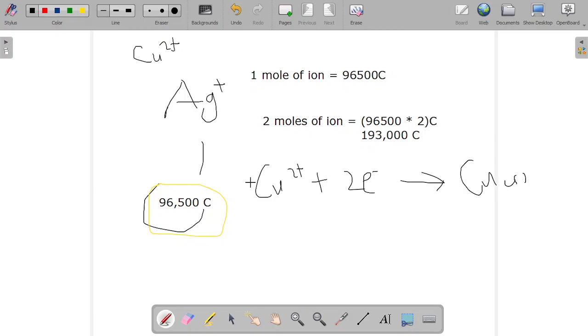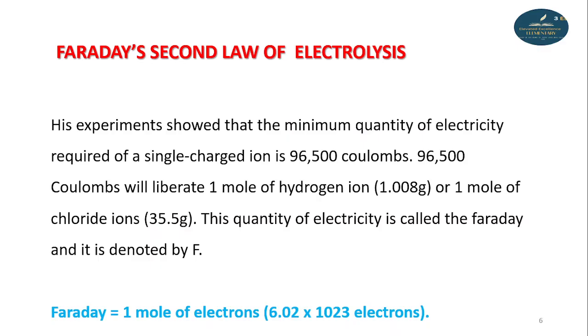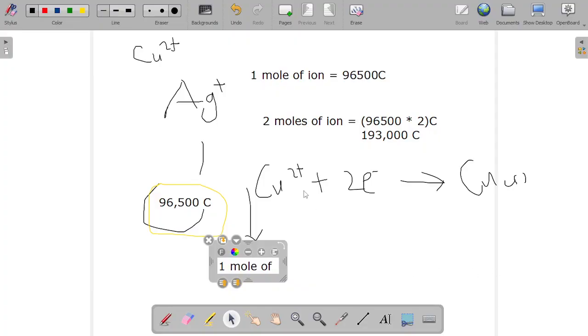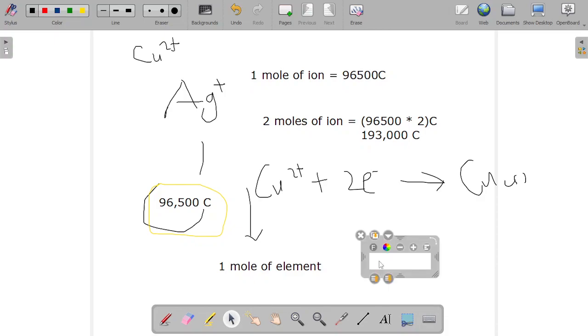So here, what do we have? We have 1 mole of this here. Sorry, they're actually the same. What I wanted to point out is that when it's stated that 1 mole of the element, it is not the same as 1 mole of electron. These two statements are not the same. So we should take note of that.